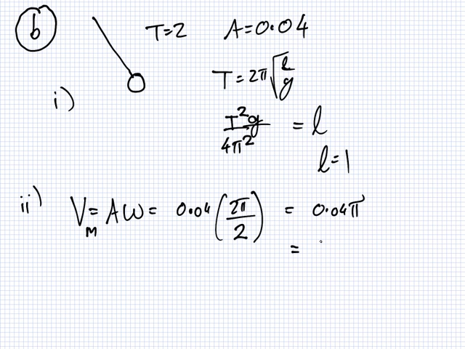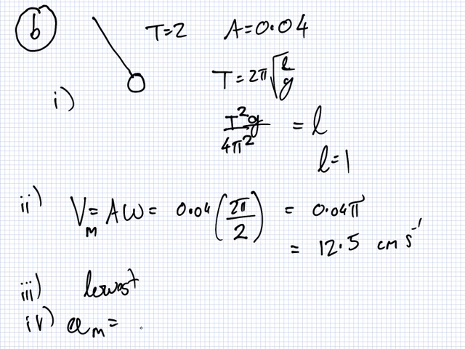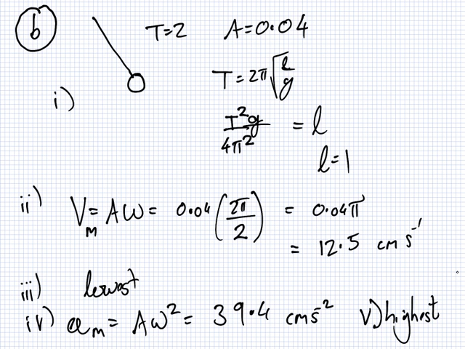What did you just get? 0.15. Okay, so 12.5 centimeters per second. Part 3? At the lowest. Part 4? Yeah, so that's A omega squared. So what's it, about 38 centimeters per second squared? I'm doing well today. 39 centimeters per second squared. And lastly, where is this at the highest point? How many marks for all of that B part?